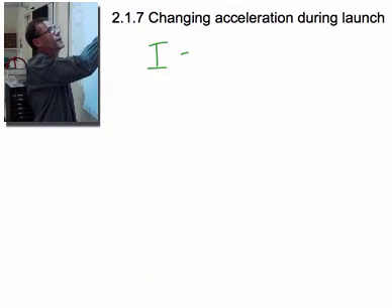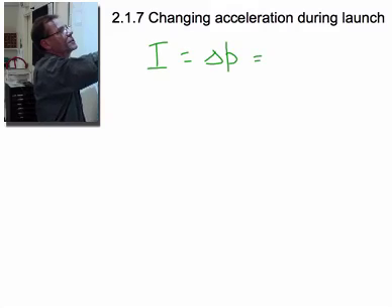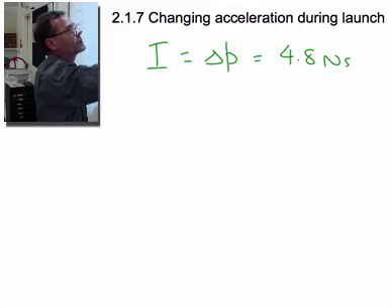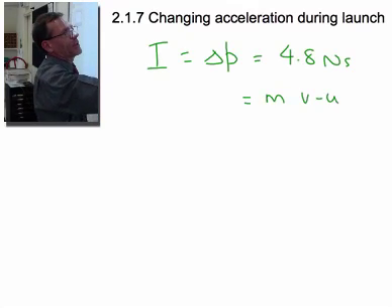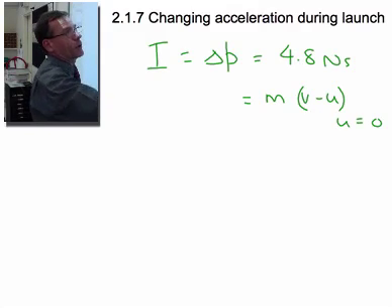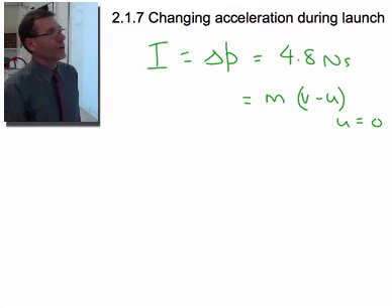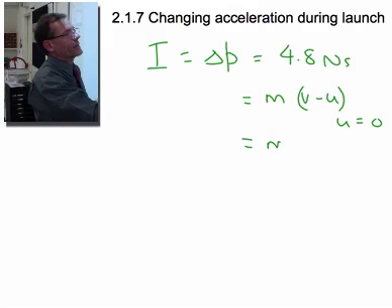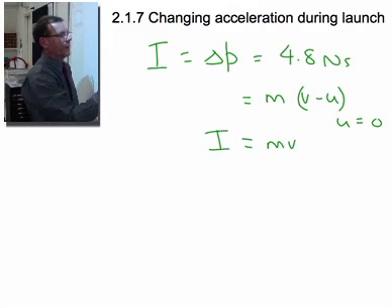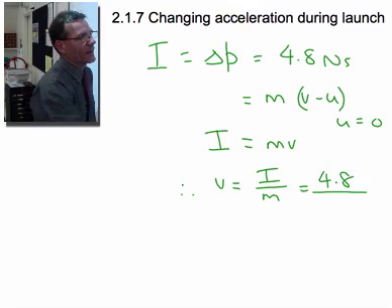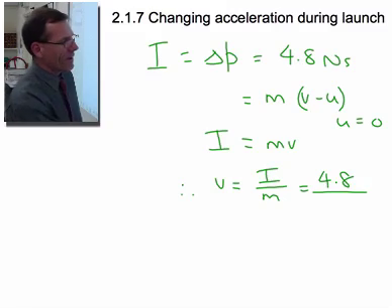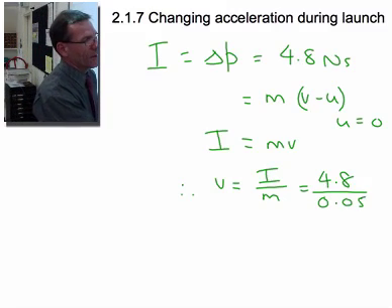So impulse equals the change in momentum, which is 4.8 newton seconds, and that actually equals the mass times the final minus initial velocity, v minus u. But of course u is 0 because it's sitting on the launch pad not going anywhere. So that's mv, that's our impulse. Therefore our velocity is going to be our impulse divided by our mass, which is 4.8, and on average our rockets were around about 56 grams in mass.